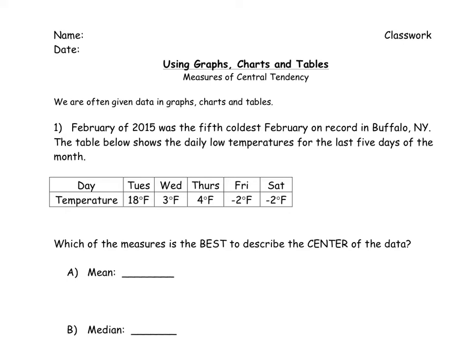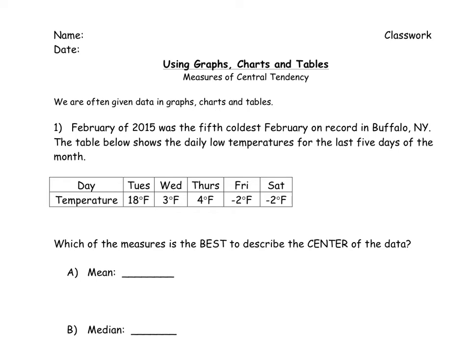Hello, today we're going to talk about using graphs, charts, and tables with the measures of central tendency. We're often given data in graphs, charts, and tables. So as we look at this first table, let's look at the information it's regarding. February of 2015 was the fifth coldest February on record in Buffalo, New York. The table below shows the daily low temperatures for the last 5 days of the month.